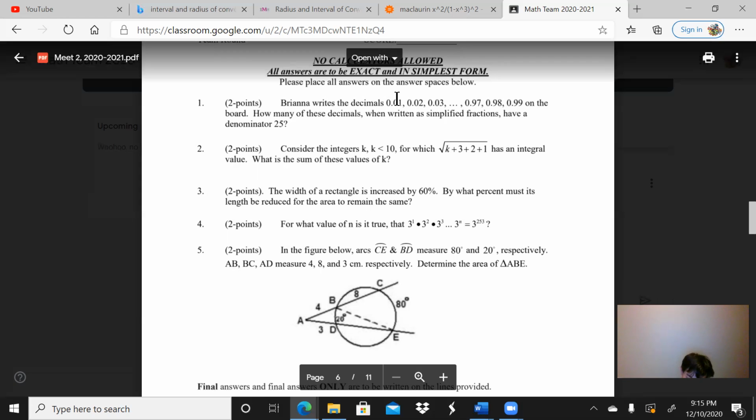So -11 minus 2, -13, so it's -10. The width of the rectangle is increased by 60%. By what percent must its length be reduced? This is, if you've ever heard of the AMCs, they use this problem a lot.